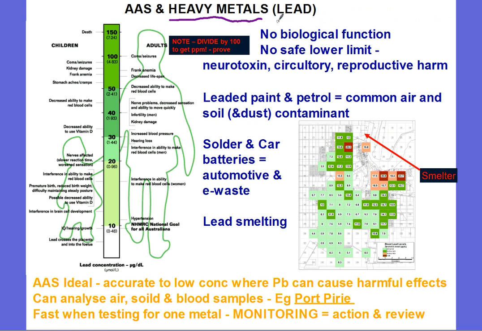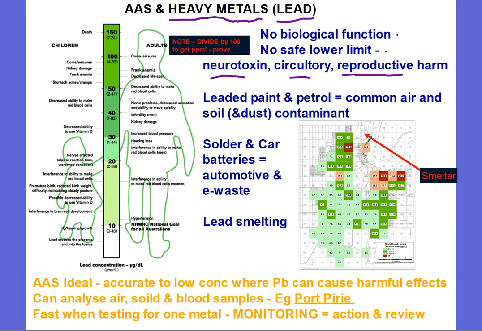And the example we looked at was lead. Lead has no biological function. There's no safe lower limit. It's harmful in all concentrations. It's a neurotoxin. It affects your circulatory system and also causes reproductive harm. The main reasons it's found in the environment is because of leaded paint and also leaded petrol. Therefore, it's common in air and soil and dust.